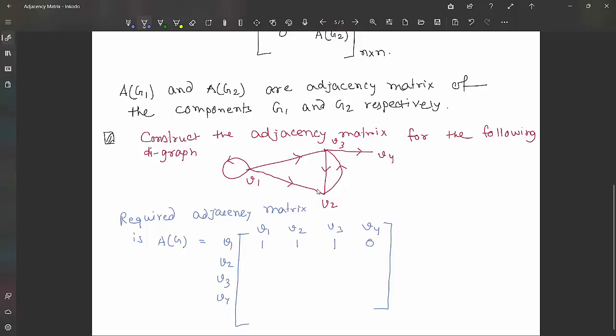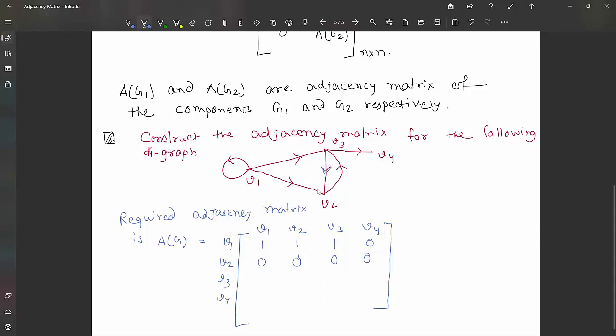Then V2. V2 to V1 there is no directed line because the direction is from V1 to V2. So we put here 0. From V2 to V2 there is no loop, so we put 0. V2 to V3 there is no directed line, the direction is on the opposite side, so here we also put 0. And V2 to V4 obviously there is no direct connection, so here also we put 0.